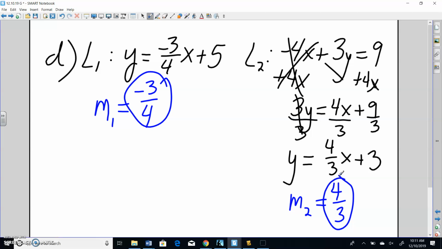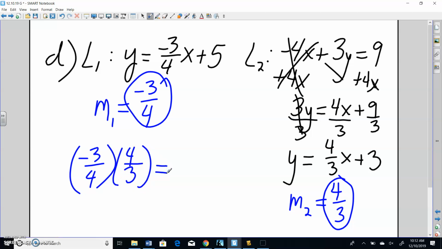Okay, so are they equal? Nope, so they're not parallel. So the next thing we do is we're going to find the product of the two. What do we need the product to equal in order for them to be perpendicular? -1. Is a -3/4 times 4/3 a -1? Yeah. It is. So then our answer is perpendicular.